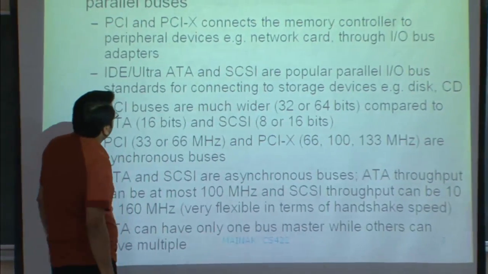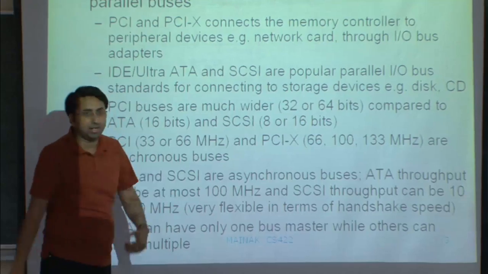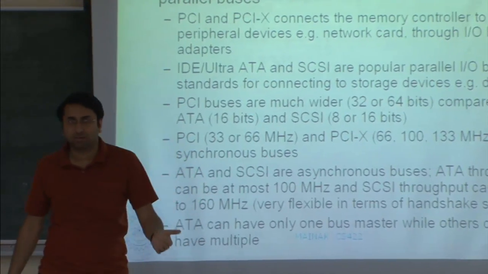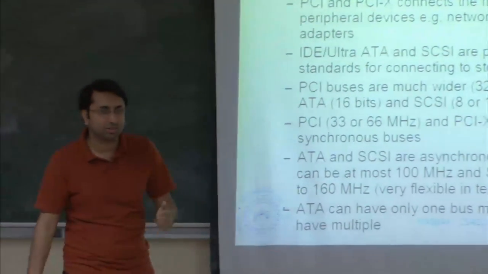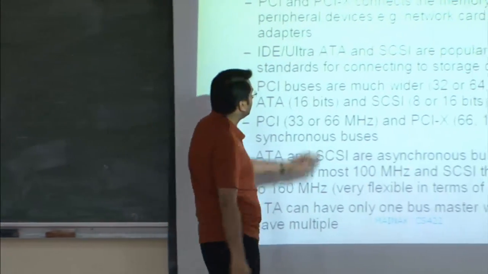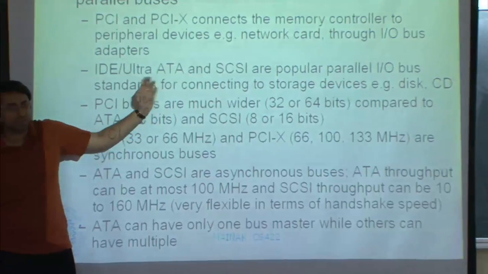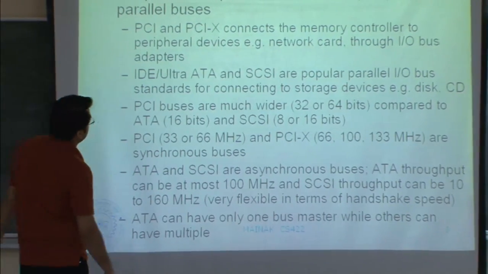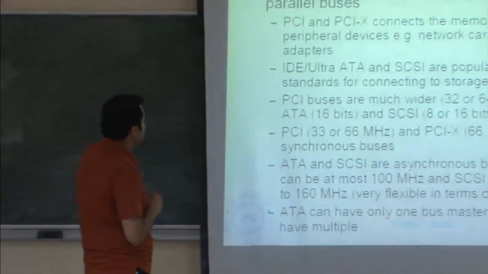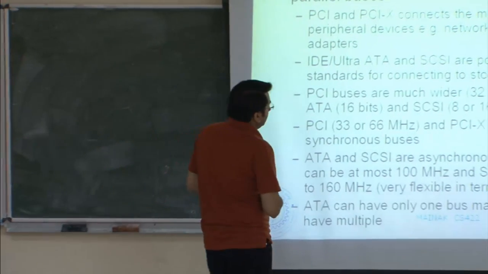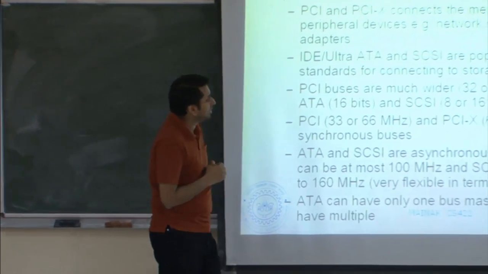So you'll often find ATA comes with two names: serial ATA and parallel ATA. You will probably never see parallel ATA named, because when you say just ATA, that actually means parallel ATA. Otherwise, you would mention SATA, serial advanced technology attachment. PCI buses are much wider, 32 or 64 bits, compared to ATA or SCSI.